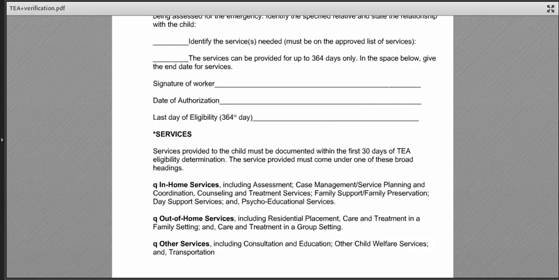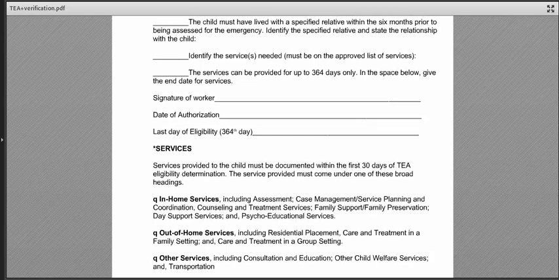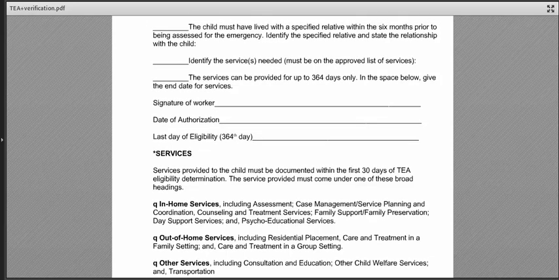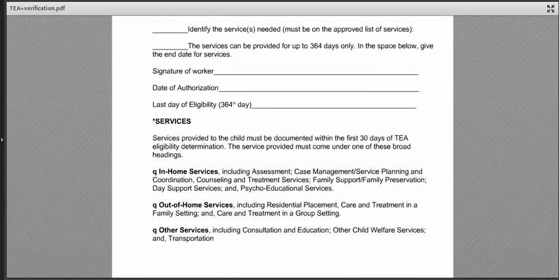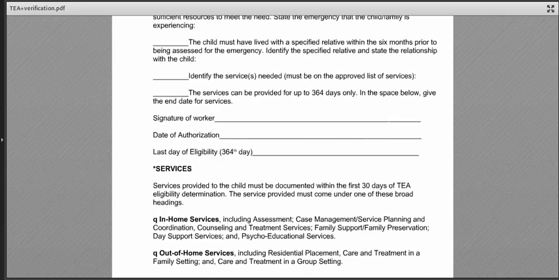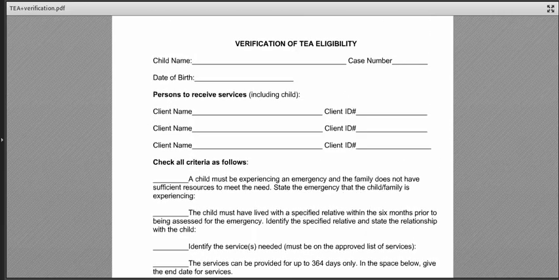But if there are other services that are being provided, counseling and treatment, family support, those things can be listed as well. But your case management and service planning is always going to be your essential default here to assist you in completing this documentation form. As you can see, it's a one-page form. It's fairly simple, but again, the consequences of not doing it can be huge if you get pulled for an audit and you don't have this level of documentation to support the work you're doing.